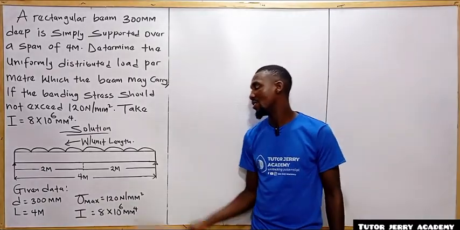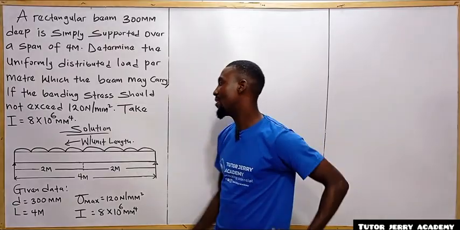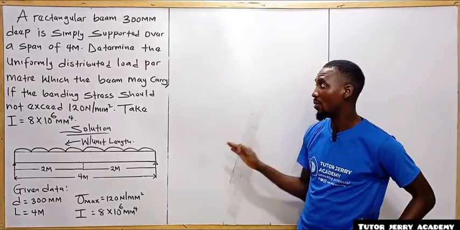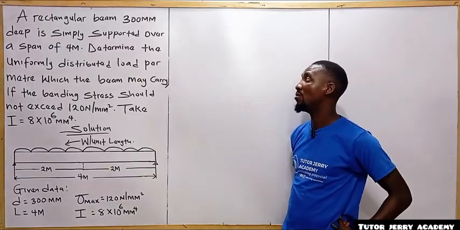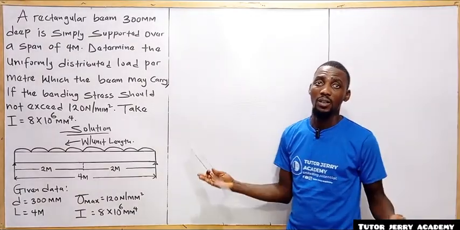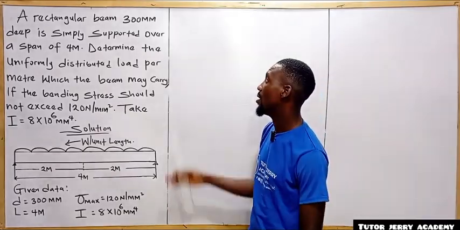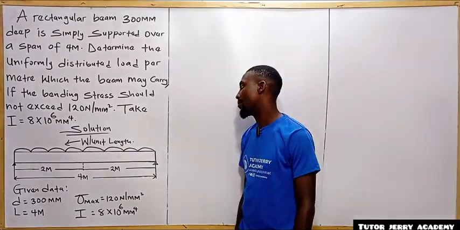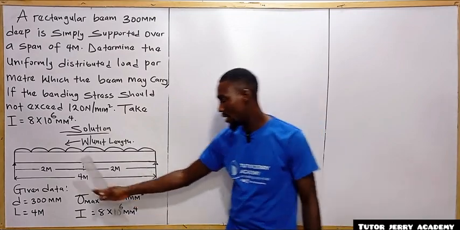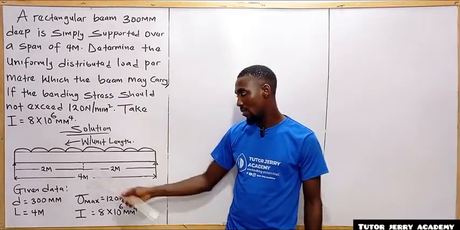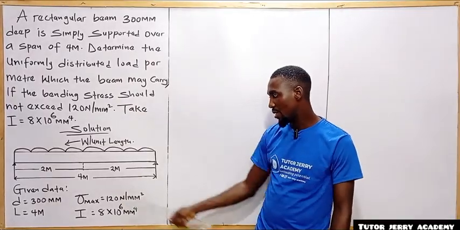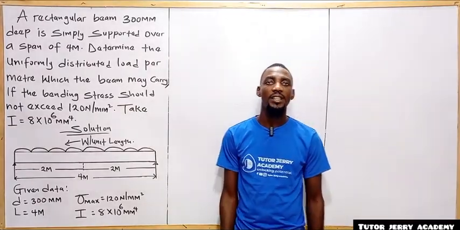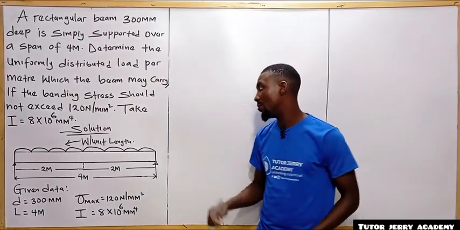Alright, so I just decided to draw the beam carrying the uniform distributed load only, without the rectangular section, because we are just given the depth. We don't know the width, that is the wideness of the section, or you can also call it the base. All right, so here is our given data. We are given the depth, the length is 4, the maximum stress is 120, and the moment of inertia is also given.